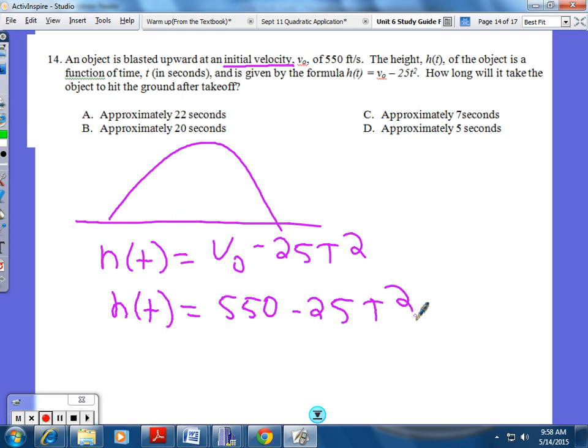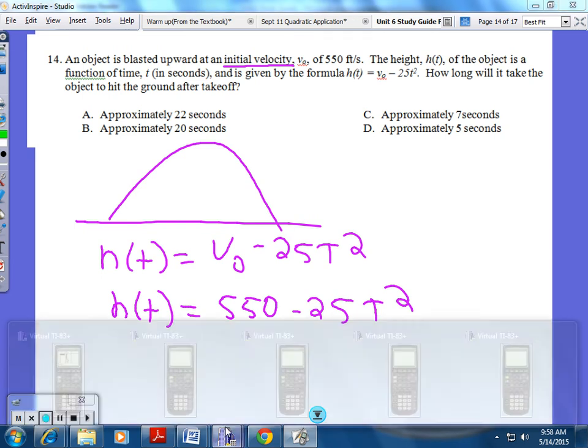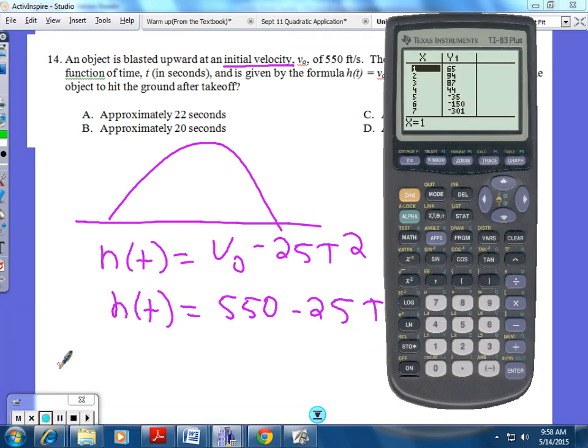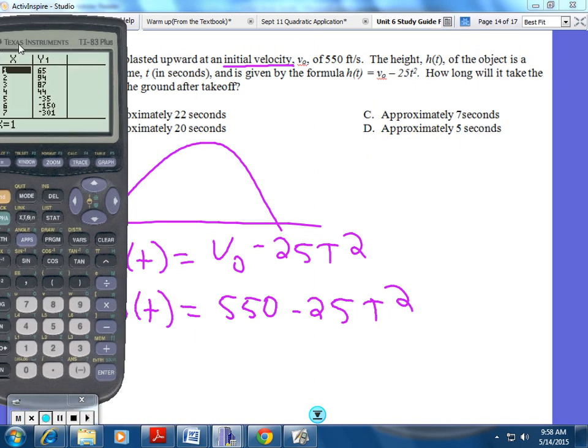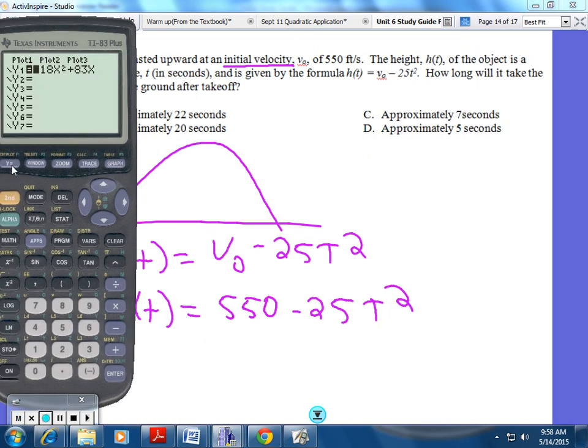Okay. Now we have a quadratic equation because the highest exponent is 2. We know that we can put it in the calculator and find out how long it's going to take for it to hit the ground. So we go to y equals, again in our calculator. We plug it in, 550 minus 25x squared. Okay. Second table, and we go to the table.